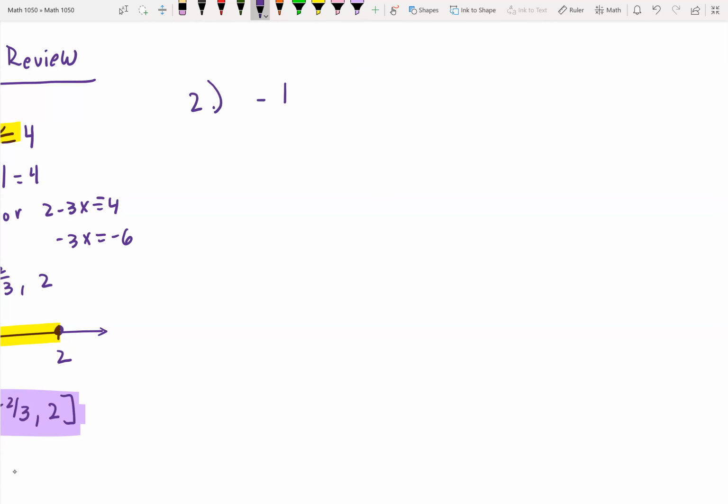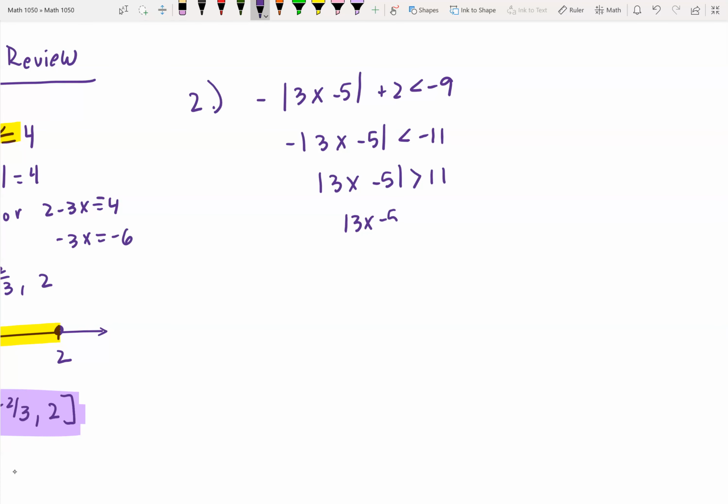Number 2, same steps, just apply them to this problem, okay? Step 1, get the absolute value alone. So move that 2 over and it becomes a negative. Step 2, or no, continue to get it alone. Divide by a negative, reverses the inequality, changes the sign. Next step, make it an equal sign. Next step, split it in 2 and drop the symbols.